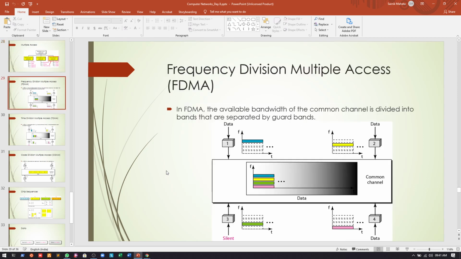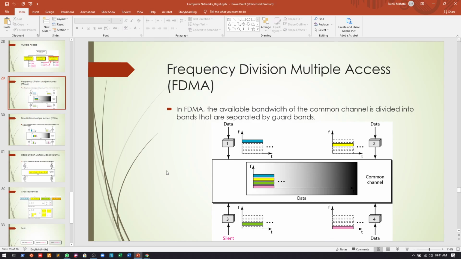Okay, so let us start with FDMA first. What is FDMA? As I told you earlier, in FDMA the available bandwidth of a channel is divided into what? Bands, right? And as we have seen in previous sessions when we studied FDM, whenever we have a physical channel, its various frequencies are divided and separate, and these sub channels will be separated using what? A guard band, right?